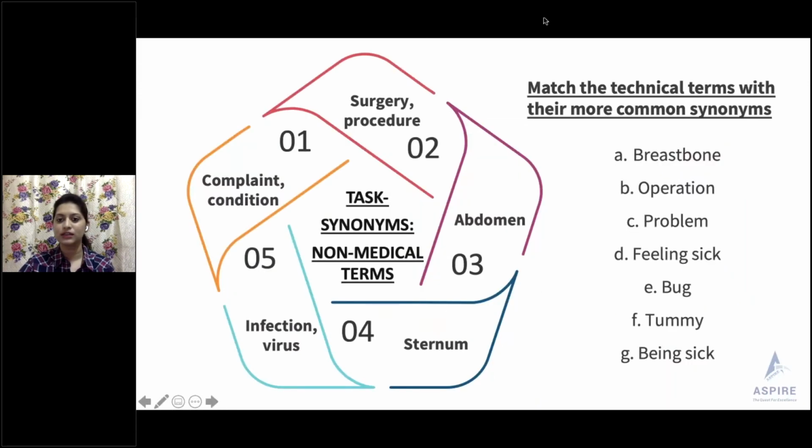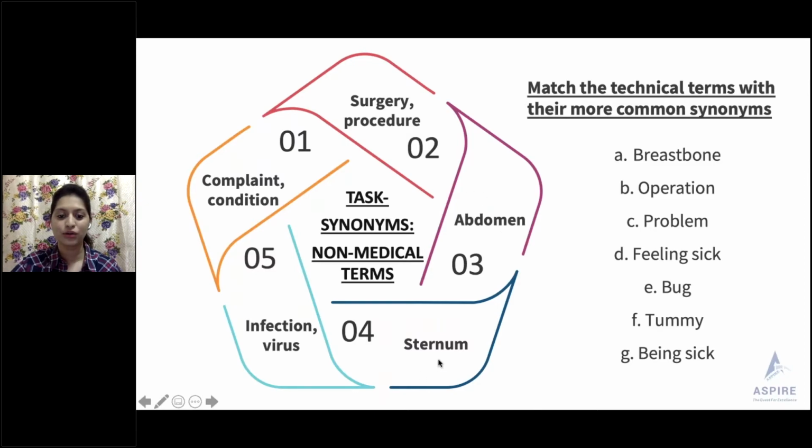So here's a little task. As I said, the patient will not be using medical terminology. There might be instances where the question will be in medical terminology and the patient is saying it in layman's terms. So here's a little task: match the technical terms with the more common synonyms.